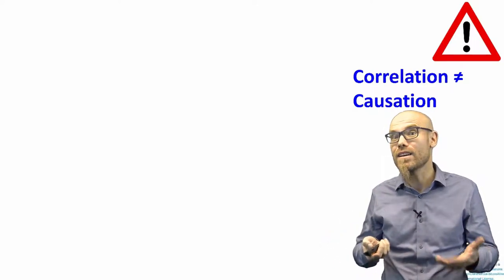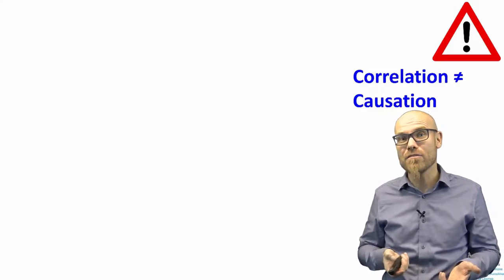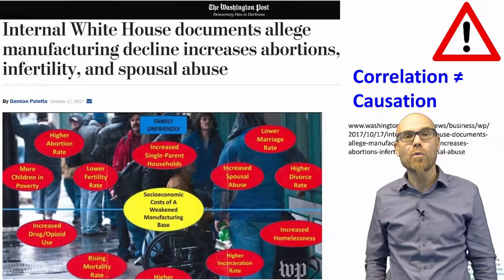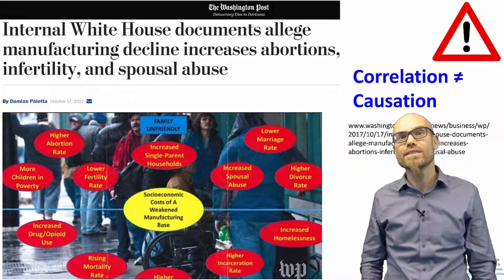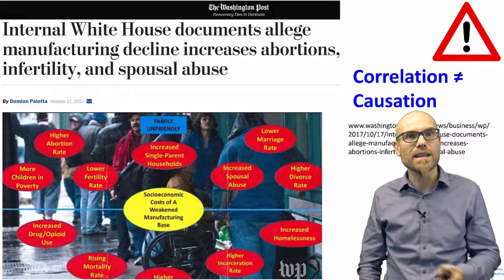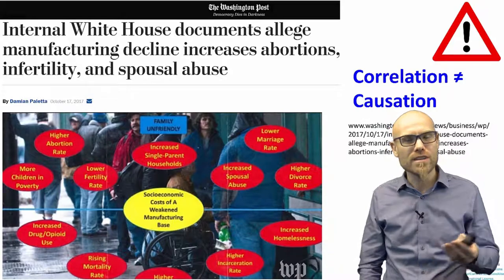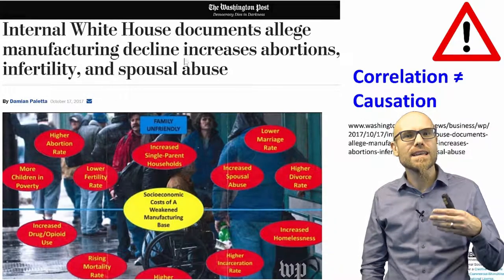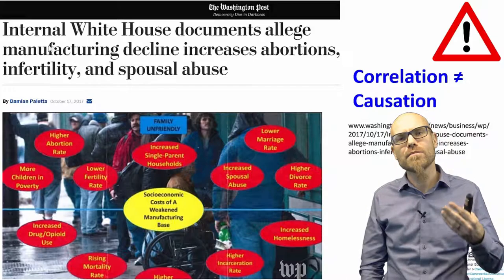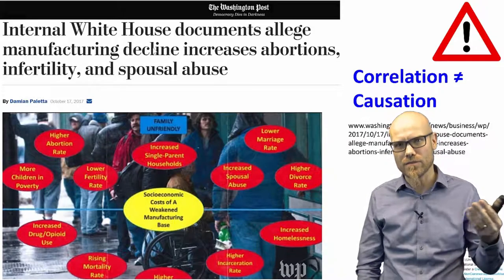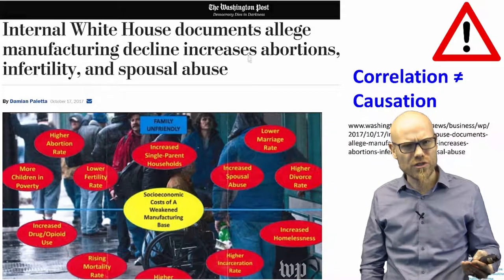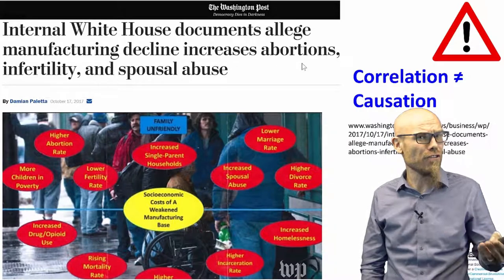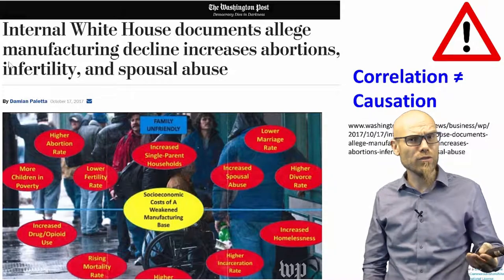For example, even in the highest ranks of government, this is an internal White House document of the Trump administration from 2017, and it alleges that manufacturing decline, that means that there are fewer people in the United States working in manufacturing jobs, such as manufacturing cars, increases abortions, infertility, and spousal abuse.